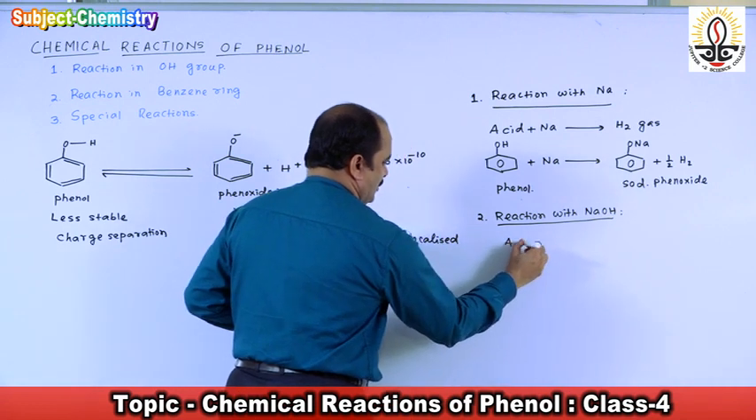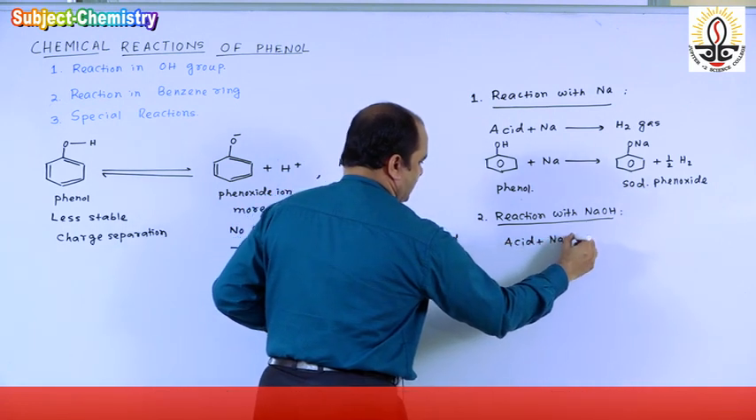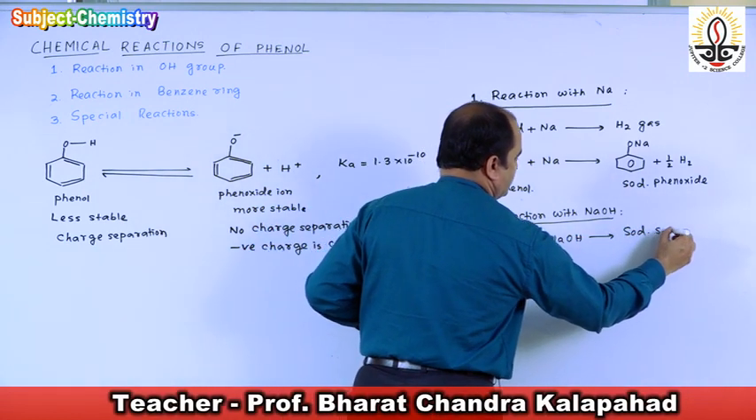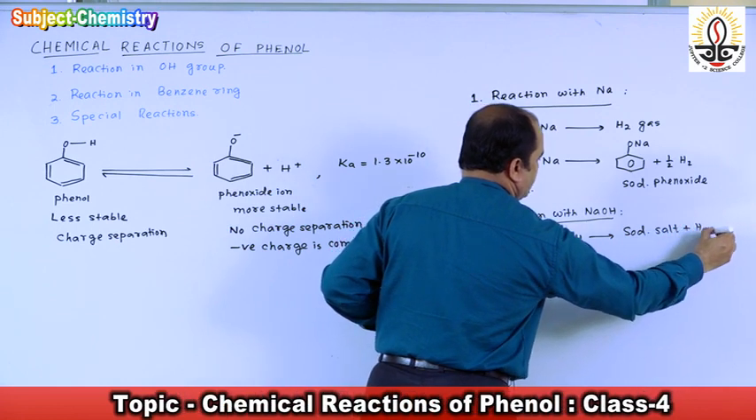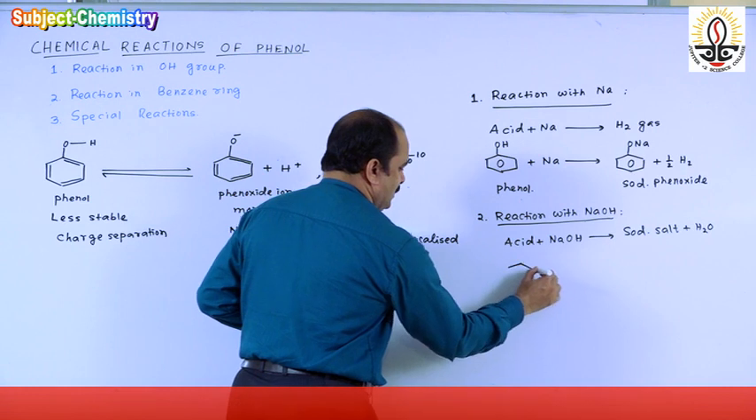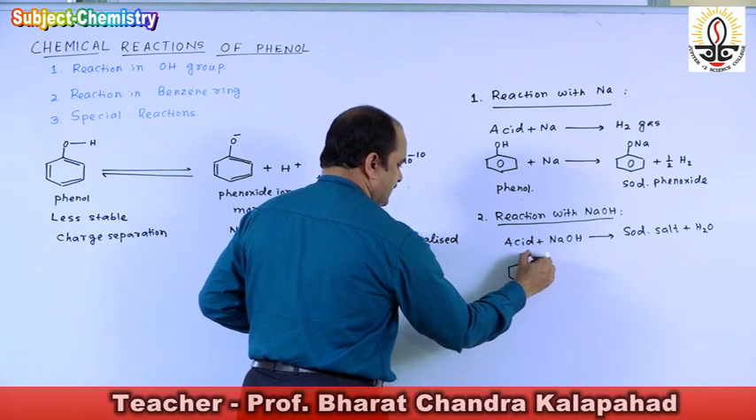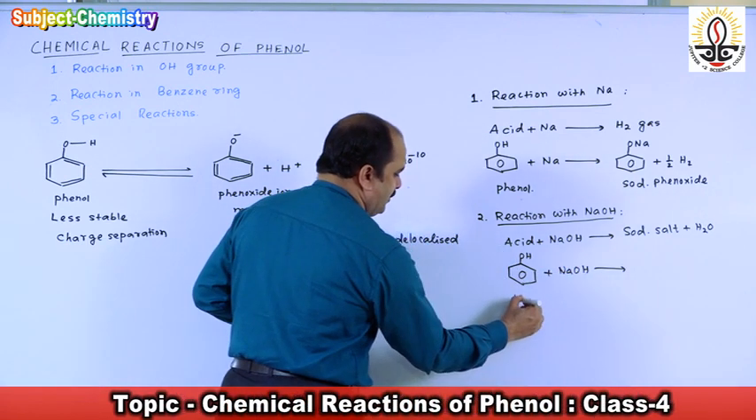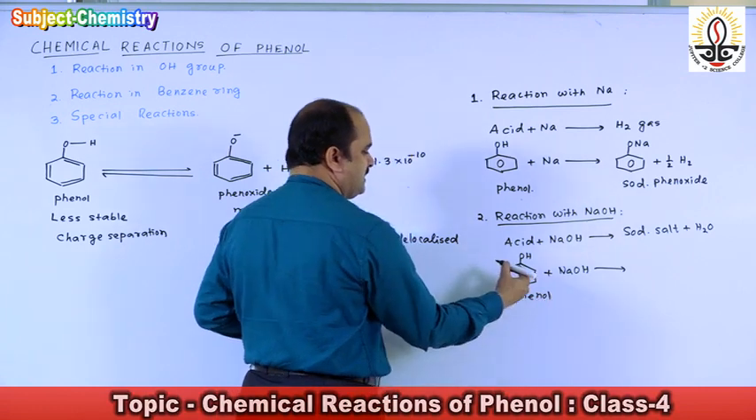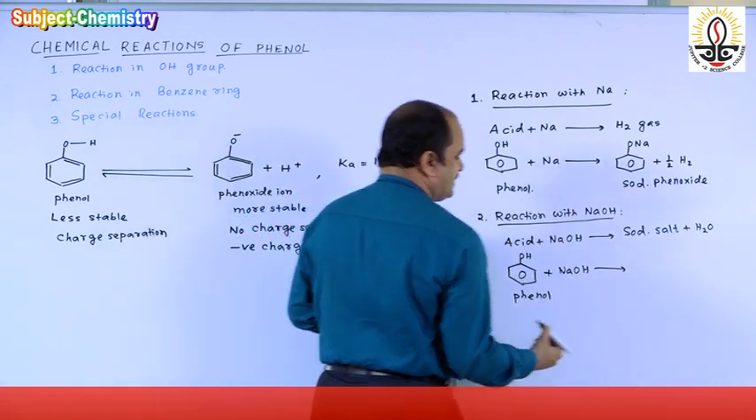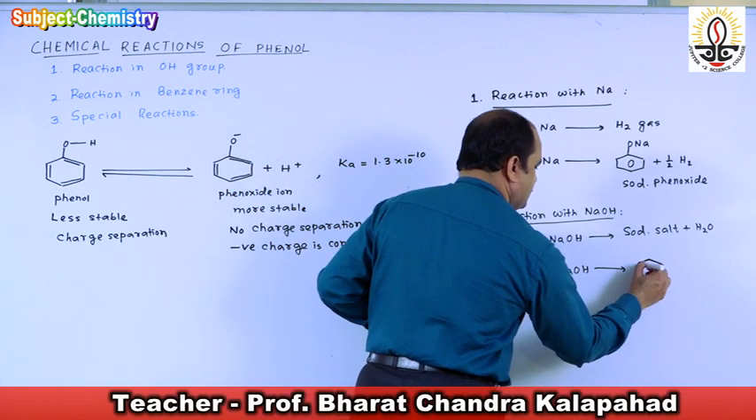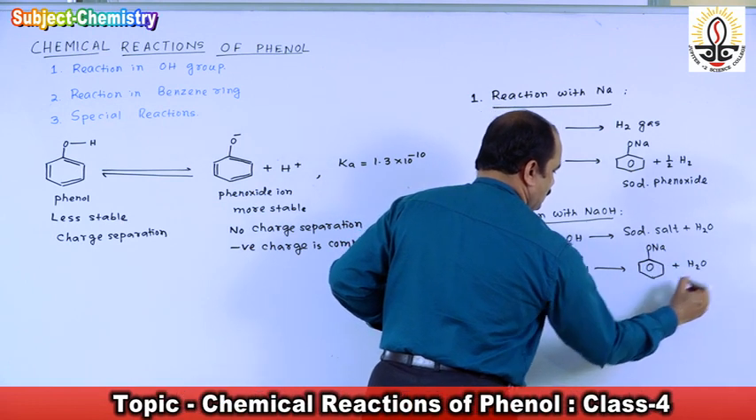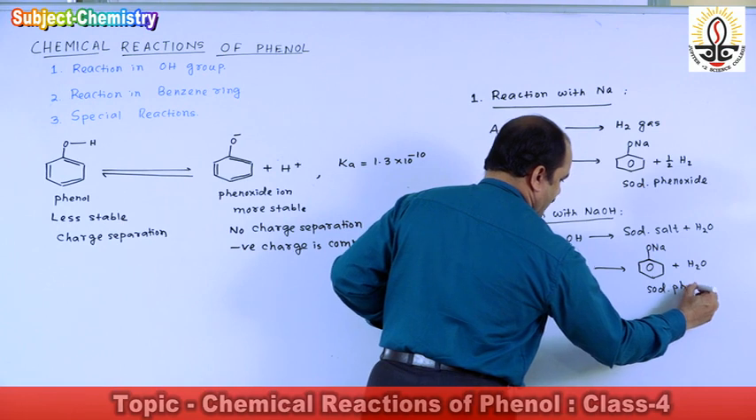You know, organic acid plus NaOH gives sodium salt plus H2O. In case of phenol, when phenol reacts with NaOH, phenol is a weak acid. Phenol reacts always with strong bases like NaOH or KOH. It gives sodium phenoxide plus H2O.